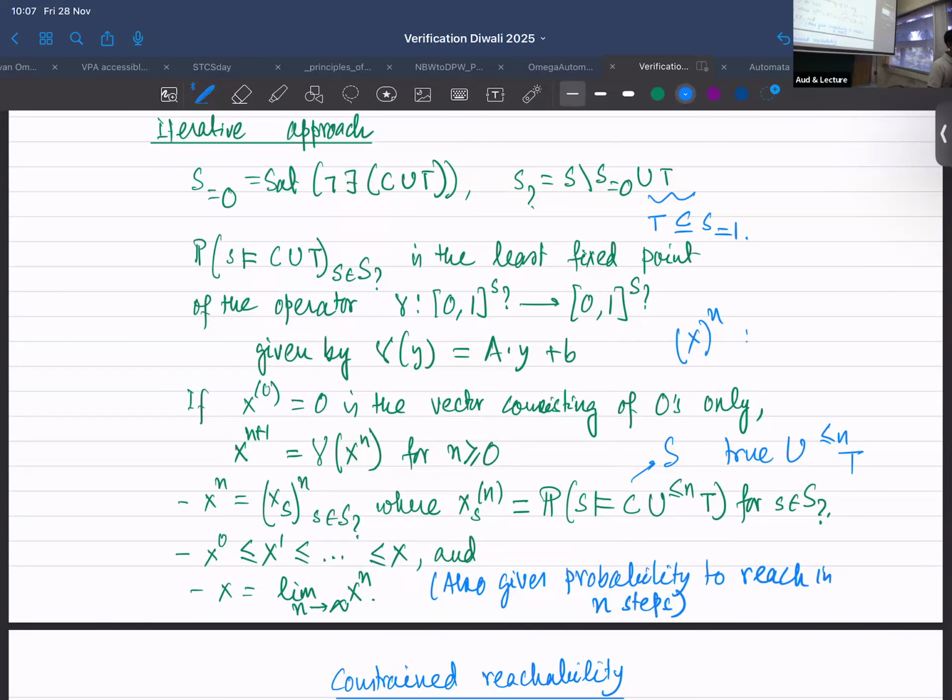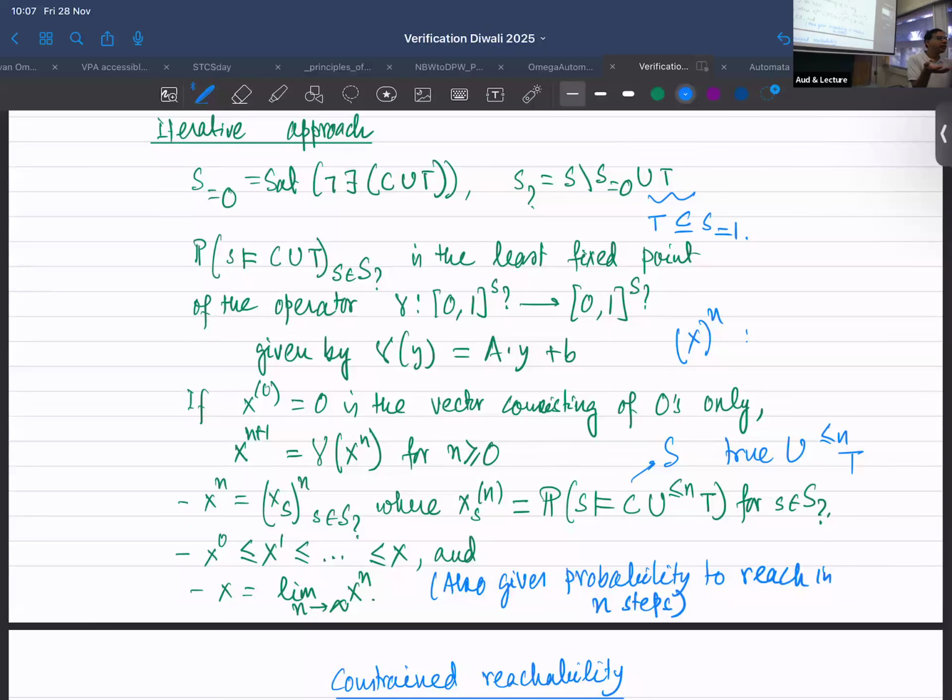Why is it true? Or why do you think this should be the case? Is the question clear? Why do you think this is the case? I'm saying that it is not in exactly n steps, but you are reaching the T in at most n steps. Why is it the case that you are reaching there in at most n steps?